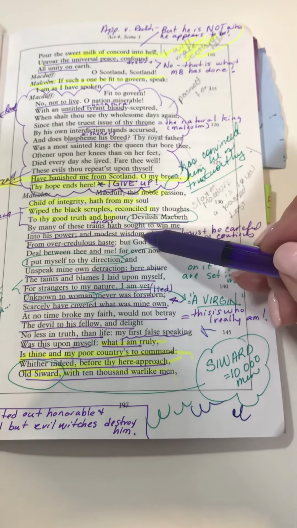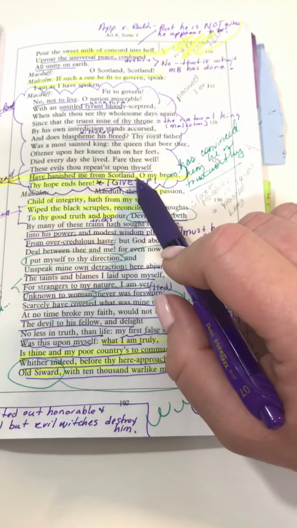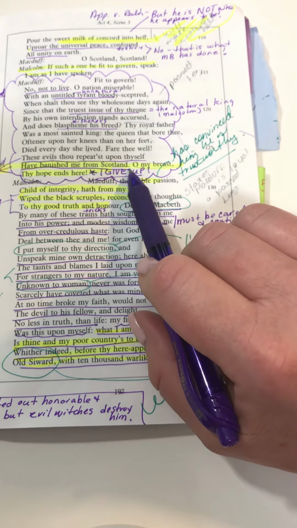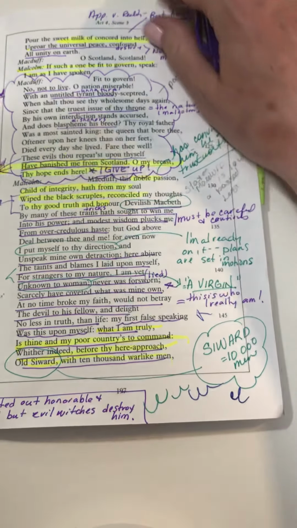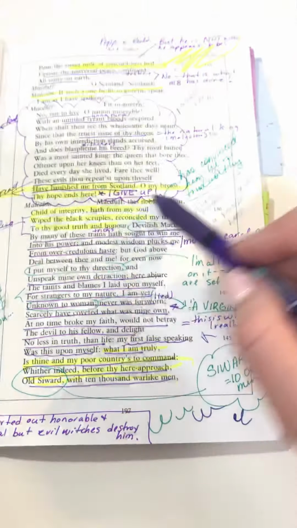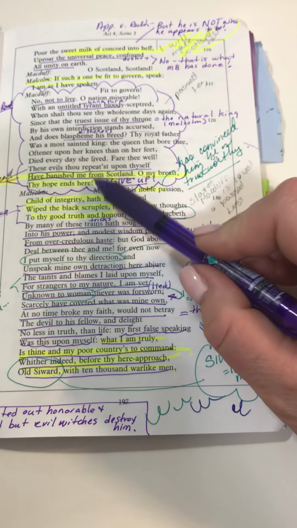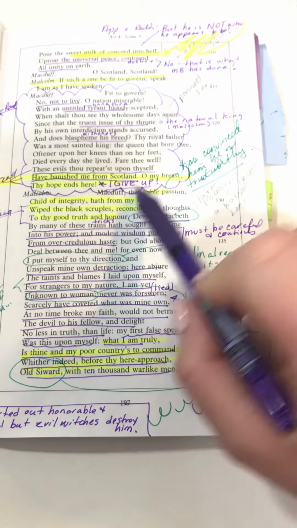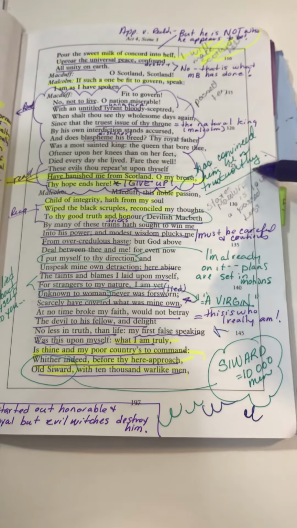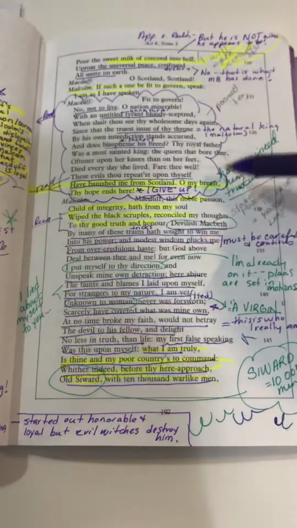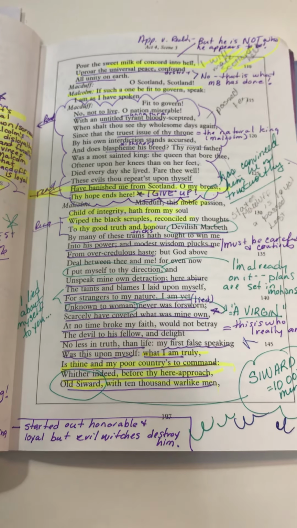My family is dead, for one thing. I don't know if he knows that yet. But he's saying, I give up. Oh, my breast. Oh, my heart. My hope ends here. I give up. Now, this has convinced Malcolm that he is trustworthy. So Malcolm is going to tell him his whole plan now.